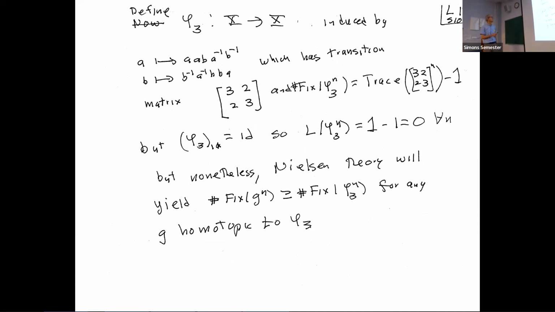So here's another example. It's almost the same, but now you hit A 3 times. And the transition matrix is this, right? Because A hits itself 3 times, hits B twice, etc. So the number of fixed points is our favorite formula, the trace. The -1 is because of the overlap at the vertex. But this guy, the way I cooked it up, acts as the identity on homology. And so Lefschetz is dead, 0 for all iterates. And as I said, nonetheless, when we have Nielsen theory, we will have all the periodic points persisting.